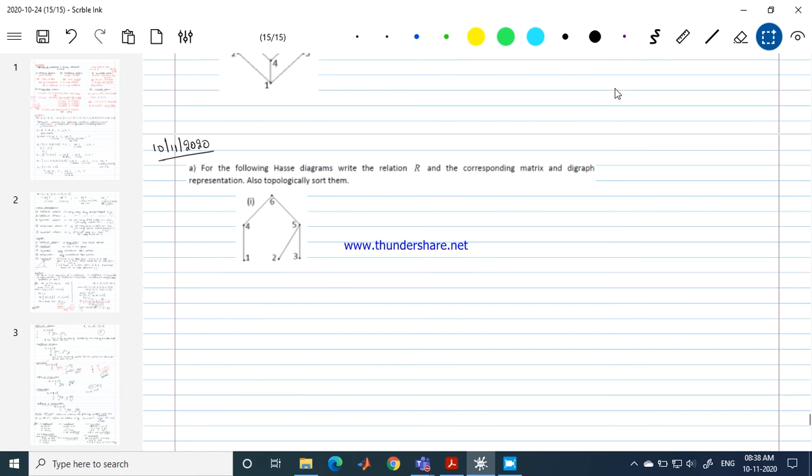Okay, now let me try this problem, so that through this we can revise what we did in the last class. This is the Hasse diagram of a particular relation. First we need to write the relation R. Before writing the relation R, I need to write the set A. What is set A in this problem?